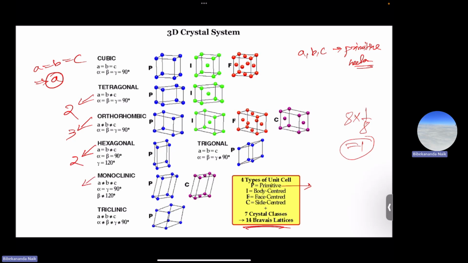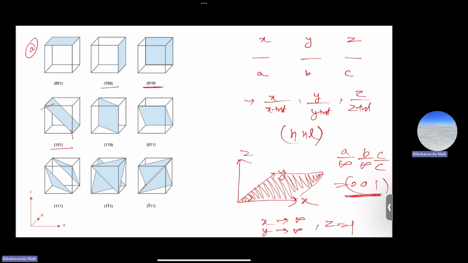In case of hexagonal, a equal to b not equal to c, so there are two lattice parameters. In case of monoclinic, there are also three lattice parameters because all are not equal. In case of triclinic, again there are three parameters, and in case of trigonal, a equals b equals c, so it has only one lattice parameter.